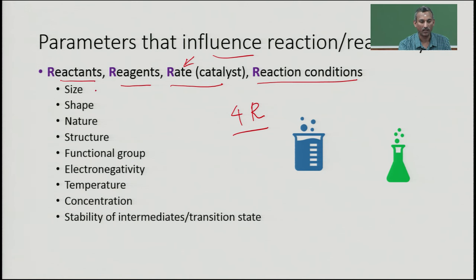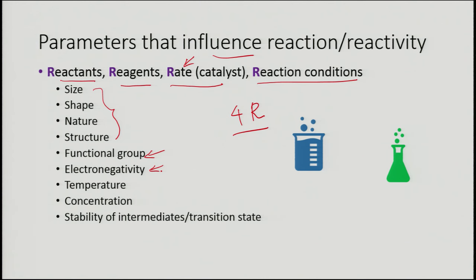When we talk about the reactant, the size, shape, nature, structure and functional group all affect how a chemical reaction proceeds. And when we talk about reagents or even the starting material, electronegativity is a very crucial factor that influences how a particular reaction proceeds. And when we talk about the reaction conditions, temperature and the concentration of the reagent, reactant and catalyst influence how the reaction actually proceeds. And the stability of the intermediates or the transition state also has a lot of influence on how the product distribution happens.